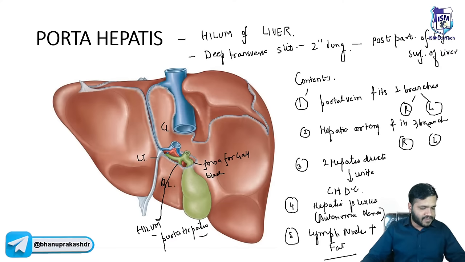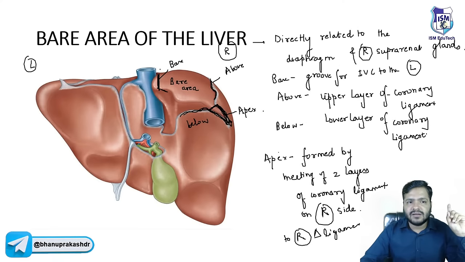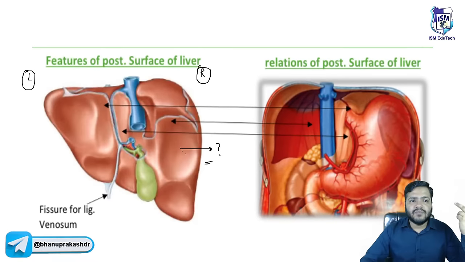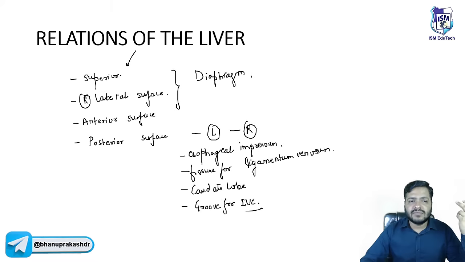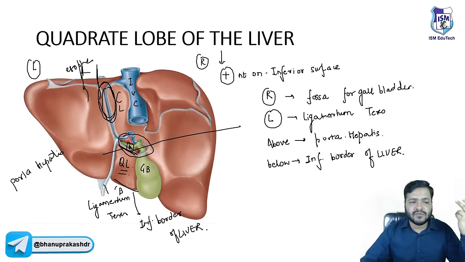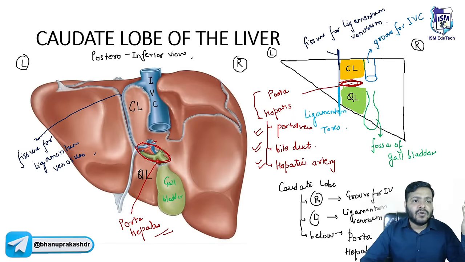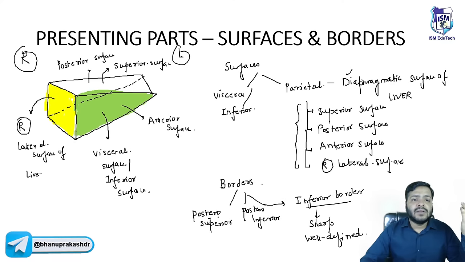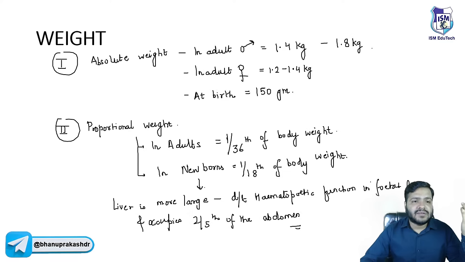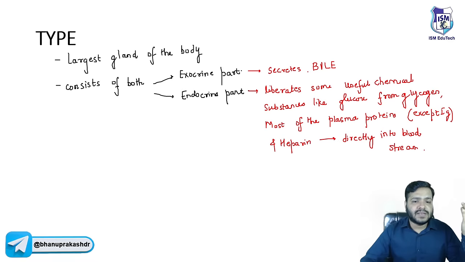I hope this is clear to everyone, beta. Just give me a thumbs up in the chat box. The contents of the porta hepatis are clear, and the boundaries of the bare area of the liver are clear. We have discussed the visceral relations of all the surfaces of the liver, the spigelian lobe, the caudate lobe, the anatomical lobes, presenting parts, characteristics, weight, situation, shape, and type.